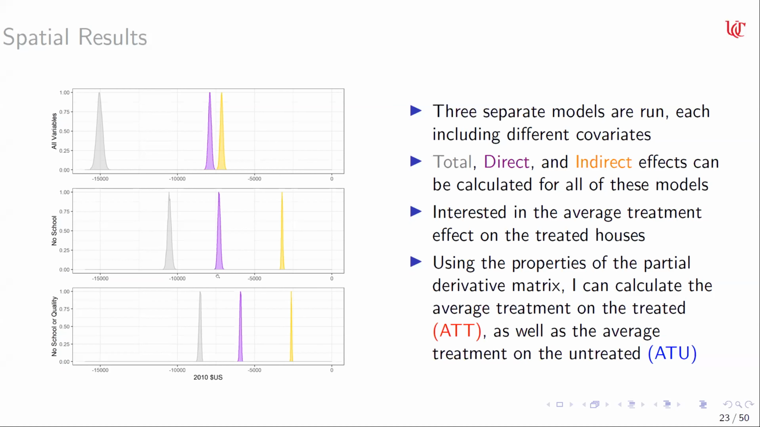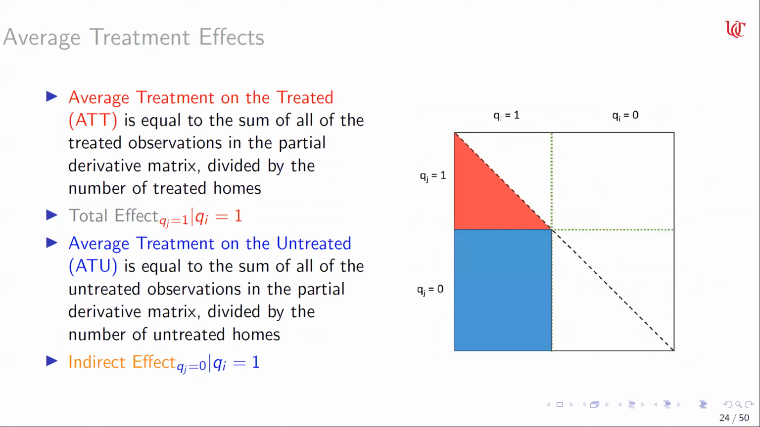The purple here is your direct effect, and the yellow is your indirect effect. And the sum of those two comes up to your total effect. What I've done beyond this is develop the average treatment on the treated and the average treatment on the untreated. So instead of just taking the direct and indirect effects, we're going to look at how does treatment affect all of the homes that were in a treated school district, and how does treatment affect all the homes that were in an untreated school district.